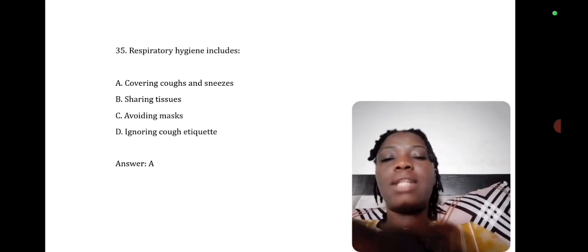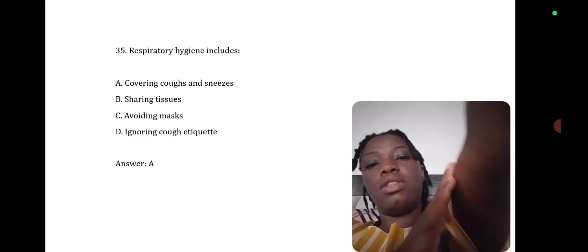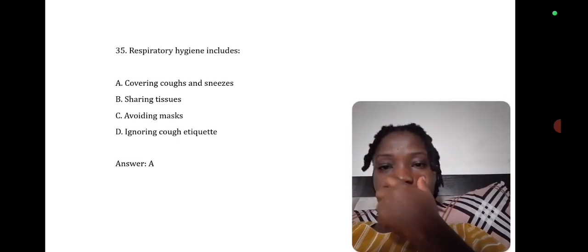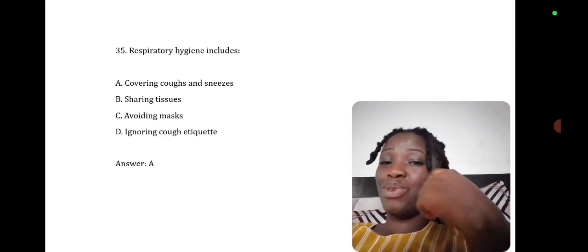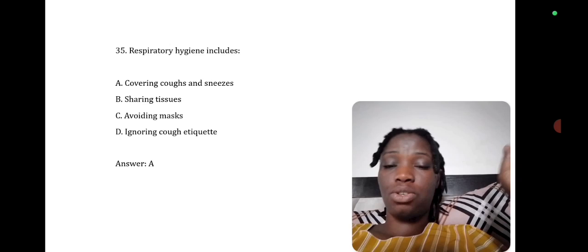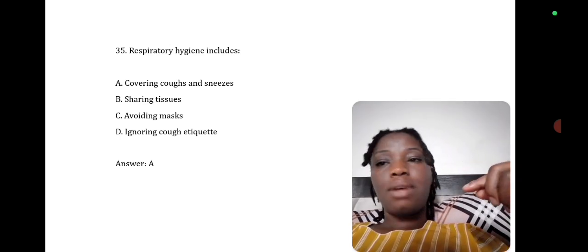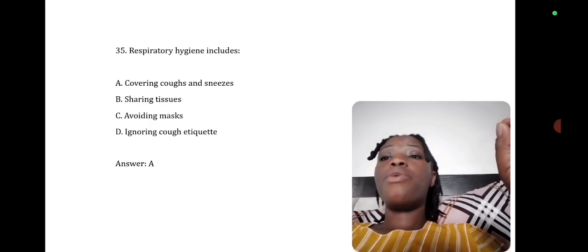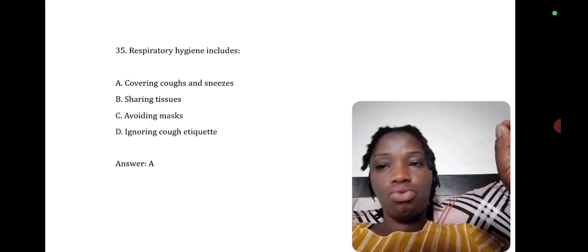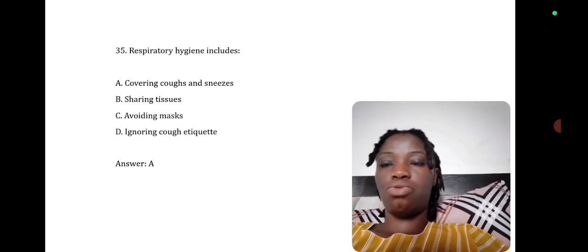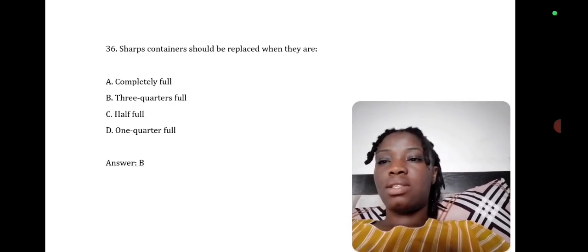Covering cough and sneeze, that's using your hand. When you want to sneeze, you do. When you want to cough, you do. If you have a hanky, you can cough into it, you can sneeze into it. But when you do that, that one is infected. You're supposed to even throw it away, mostly when you are carrying infectious agents. So the answer to respiratory hygiene: covering your mouth. When you want to sneeze, cover your nose. When you want to cough, cover your nose, cover your mouth. That's good respiratory hygiene.